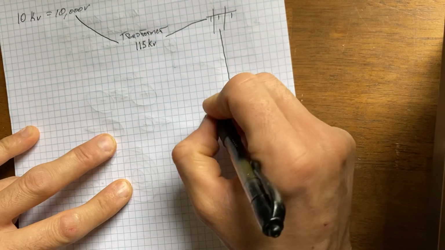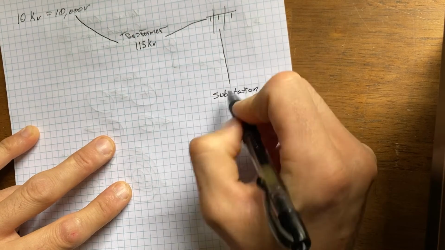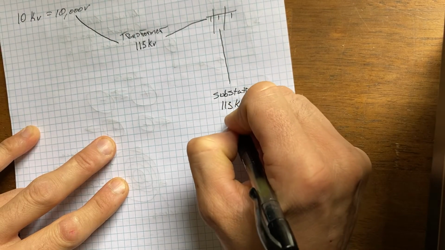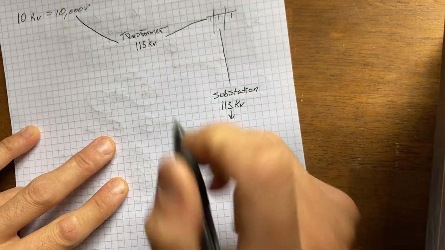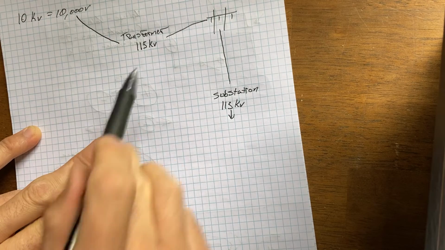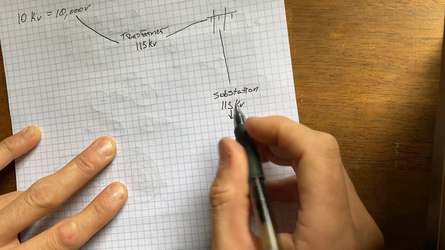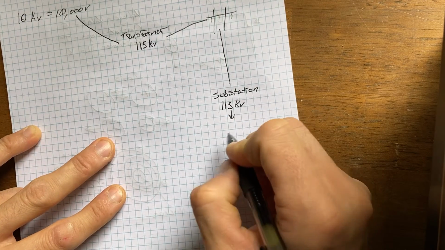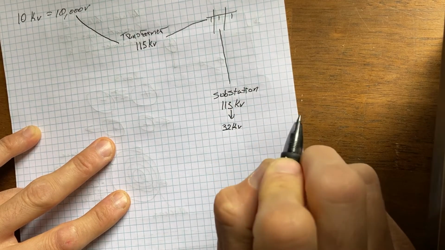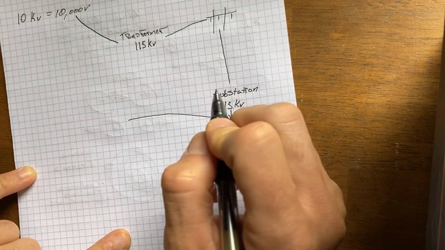And then you go to a substation, where you take that 115 kV and you transform it back down. Up here at this transformer, this was a step-up transformer for transmission. Now in a substation, let's say we're going to step the voltage down from 115 kV to 32,000 volts, 32 kV. And that is your distribution voltage.